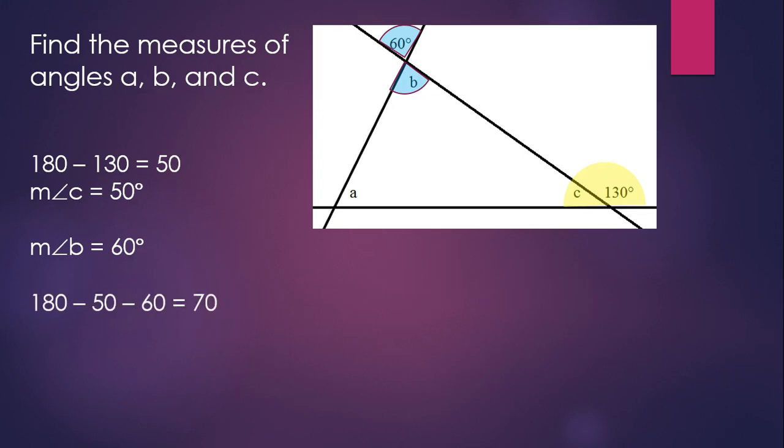And we know that the sum of the angles in a triangle is 180 degrees, so to find the remaining angle, angle A, we'll subtract the measure of angle B and the measure of angle C from 180 to find that the measure of angle A is 70 degrees.